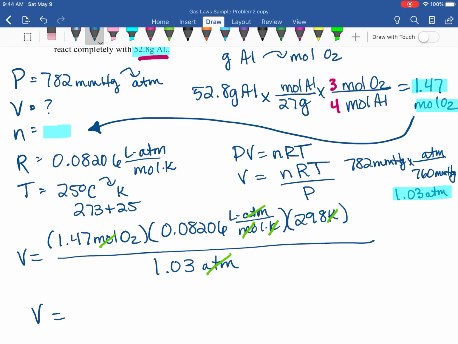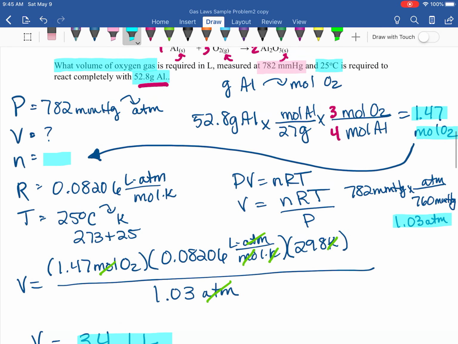0.08026 times 298 divided by 1.03. I am getting 34.131, and we can round that, in liters. Oh, isn't that fun? I love it. All right. Really, I kind of love the gas laws.